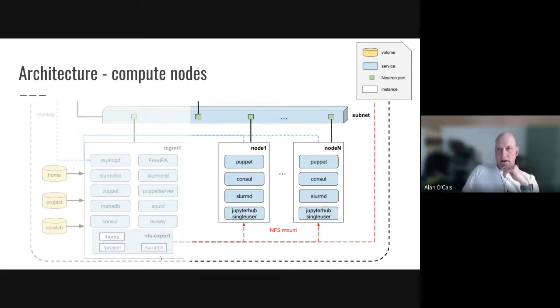Yep. Okay, thanks. So on the compute node side, much more simplified. There's not too many services running here. The idea being that you're supposed to do computation on them. So we just have Puppet running with Consul as well, and then we have Slurm running, and also this JupyterHub single user. So the way JupyterHub works is that you use your browser to log into the JupyterHub service, and then when you run a Jupyter Notebook, what actually happens is you get a job on the system, and you'll actually run on one of the compute nodes, and you will have access to that.